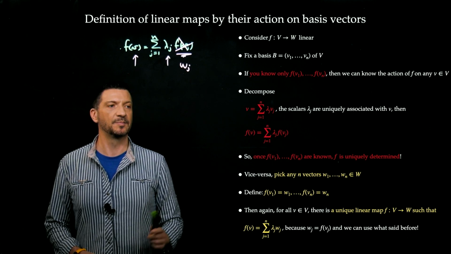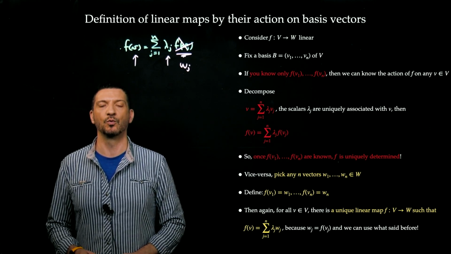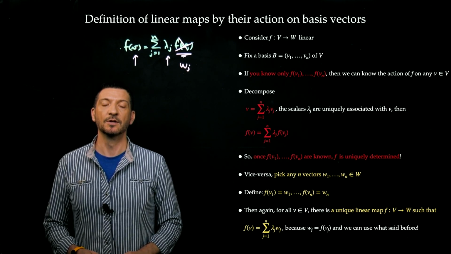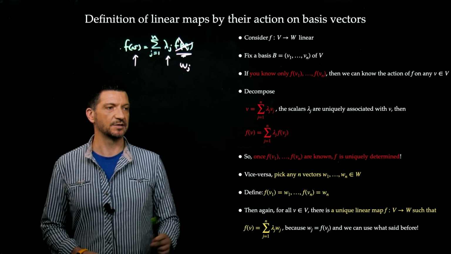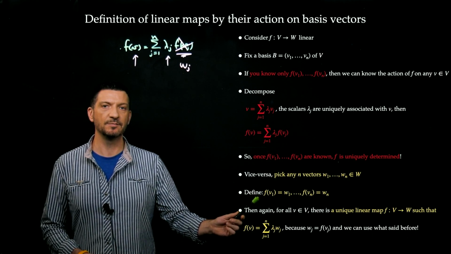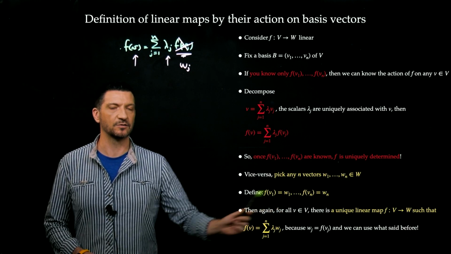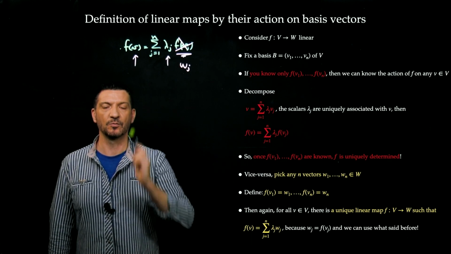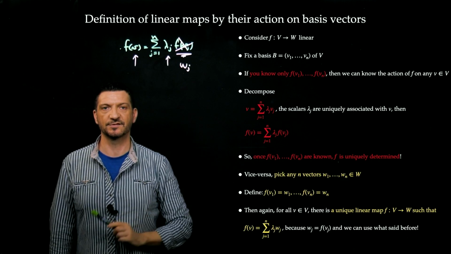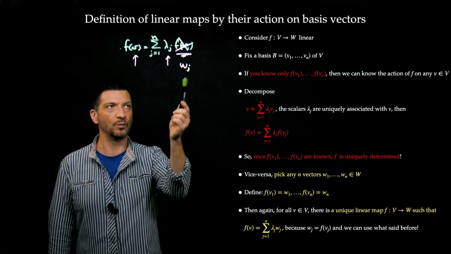Vice versa, pick at random n vectors w1, ..., wn belonging to W, then there exists a unique linear map f such that w1, ..., wn are the images via f of the basis vectors v1, ..., vn. This function is built with the same formula as before, however, we just need to replace f of vj with wj.